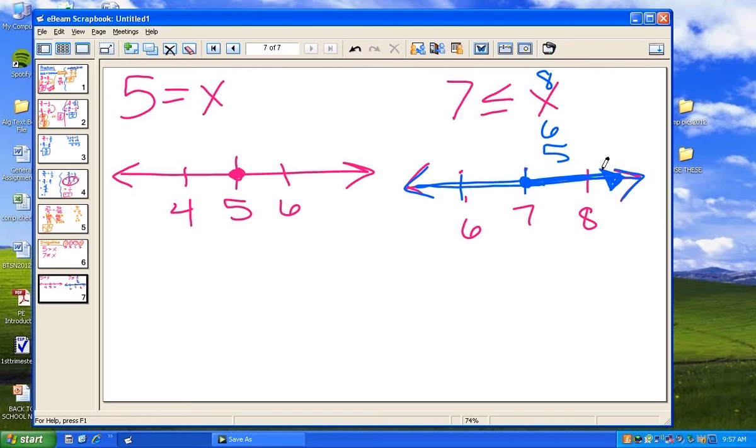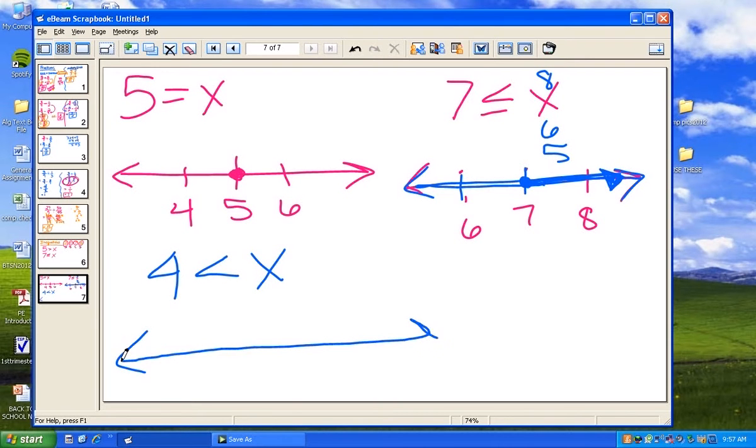But I have the example of 4 is less than x. Notice there is no equal to. So guess what? It's not a closed dot on this number line. Anyone want to make a guess as to what kind of thing you put on the number line? Not a half dot.